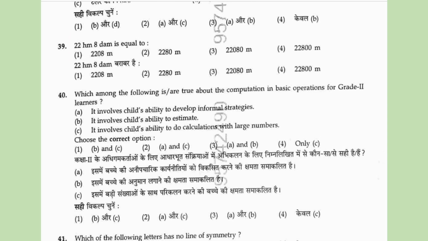22 hectometer and 8 decameter is equal to how many meters? 22 hectometer is 22 into 100 meters, and 8 decameter is 8 into 10. So that is 2280 meters. Remember: kilometer, hectometer, decameter, meter, decimeter, centimeter, and millimeter.